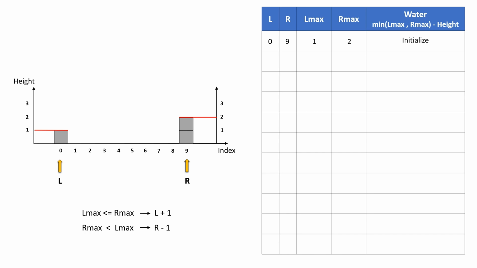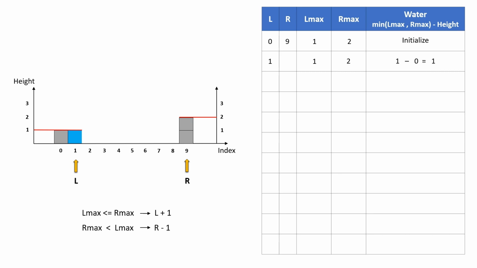Initially, Lmax is 1 and Rmax is 2. Lmax is less than Rmax, so we will increment the left pointer one index forward. The left pointer goes to the first index. At the first index, the Lmax value still remains 1, by taking the max between the previous and the current value, and the Rmax also still remains 2. The total water that can be trapped at the first index would be the deciding boundary minus the height of the block. The deciding boundary is the minimum, which is 1, which is Lmax, minus the height of the block, which is 0. So 1 minus 0 is 1. We can trap 1 unit of water on the first index.